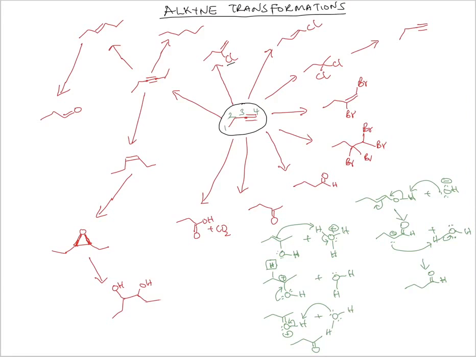So let us start from a case where we need to install the halogen in a more substituted position. Now this process involves Markovnikov addition. So what we need is HCl, which is going to install hydrogen in the less substituted carbon and then the halogen in the more substituted position.